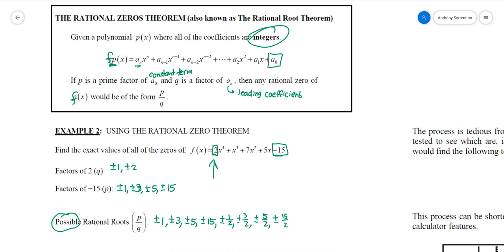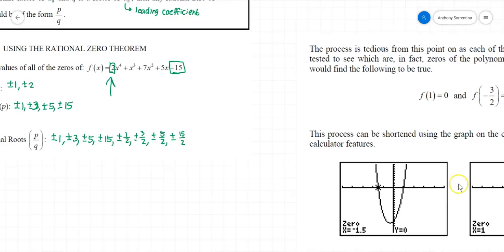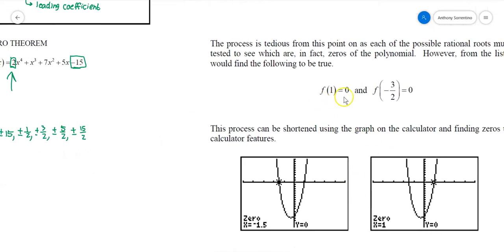When you get to doing the final, obviously, in some cases, you might have to be given a zero in order to find the rest of it. Or you'd be given something that maybe has a small list of these possible rational roots, and then you could look out for your zeros that way. As I mentioned here, this is a tedious process, but you can then figure out that f of 1 is 0 and f of negative 3 halves is 0.